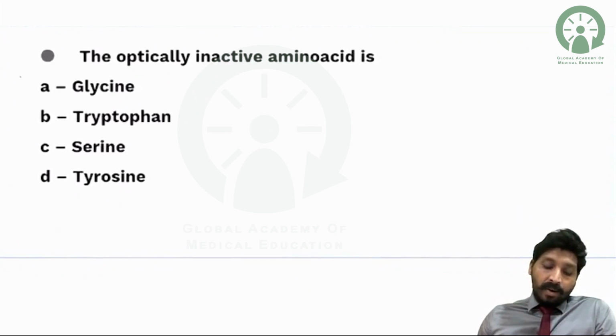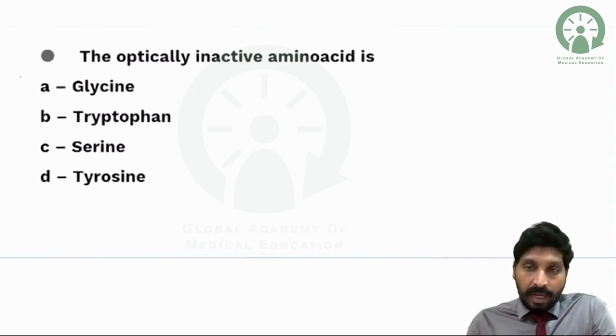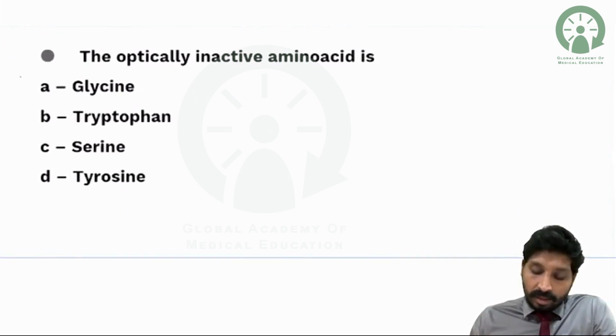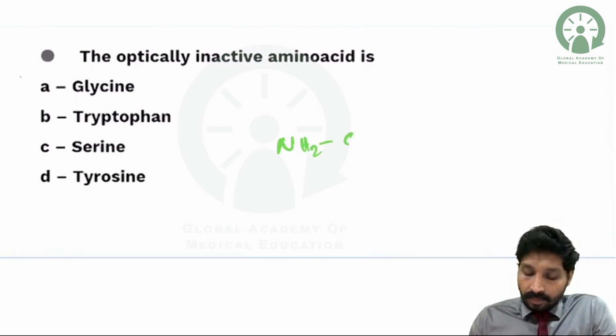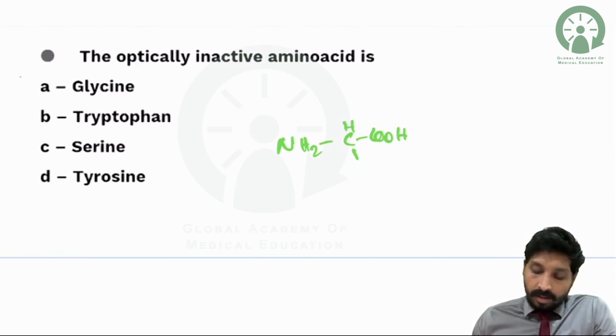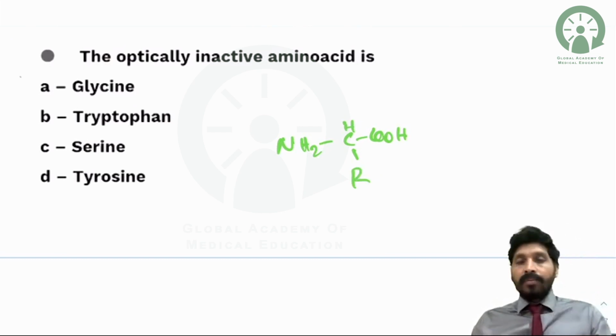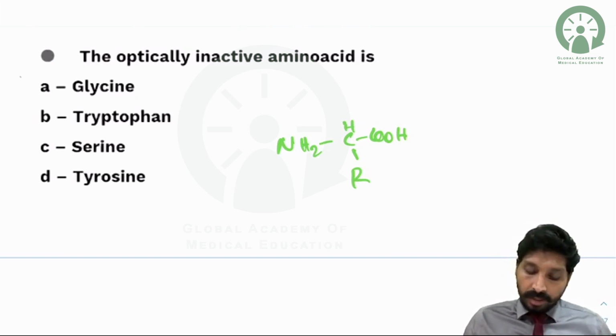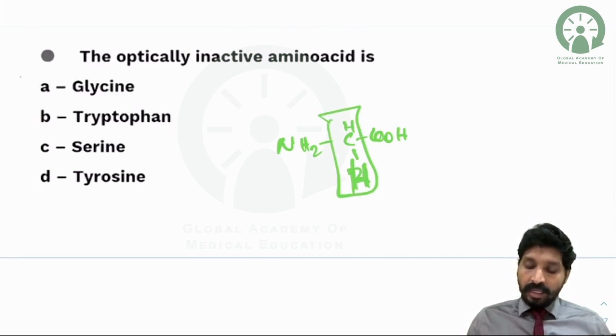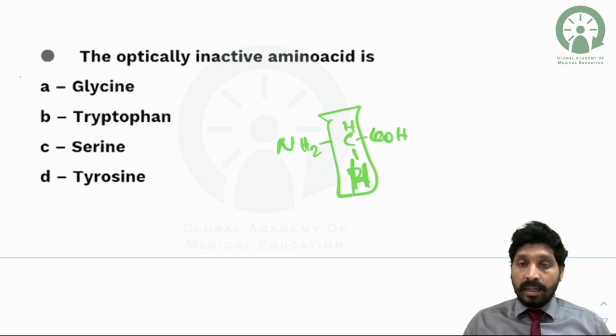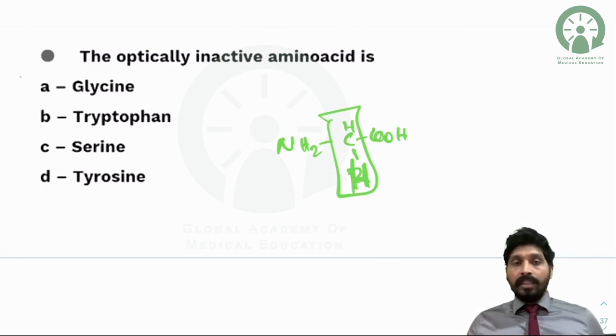The optically inactive amino acid: the property of optical activity depends on the number of chiral carbons, or asymmetric carbons. If you see the structure of glycine, what do we mean by chiral carbon? A chiral carbon is one whose 4 valencies are satisfied by different groups. Here glycine has 2 similar groups, so there is no chiral carbon in glycine, which makes glycine optically inactive.